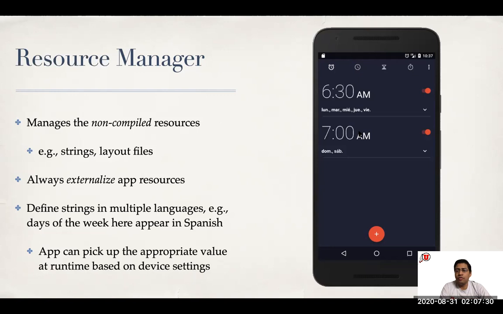So the Java code for the Spanish names for the days of the week and the Java code for the previous screen where we saw the English names for the days of the week is not different. It's just the same. We just have an additional resource file, and then based on the device settings, the appropriate resource file is loaded. So that's the advantage of externalizing the resources.